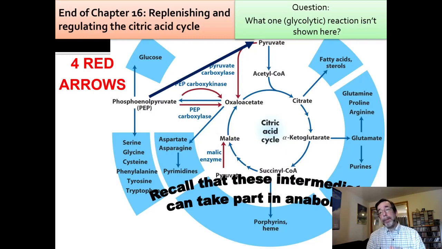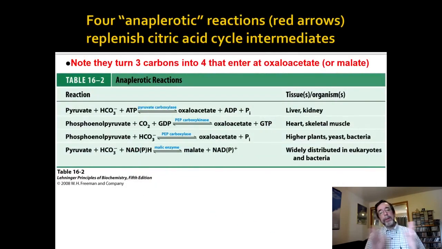A lot of those topics are going to be later in the course when we talk about anabolism. We just want you to know right now, oh, sometimes I actually want more alpha-ketoglutarate, and in that case, I actually want to turn some of my pyruvate into the 4-carbon oxaloacetate. Building, not burning, is the main concept. So those are the 4 red arrows that you have here.